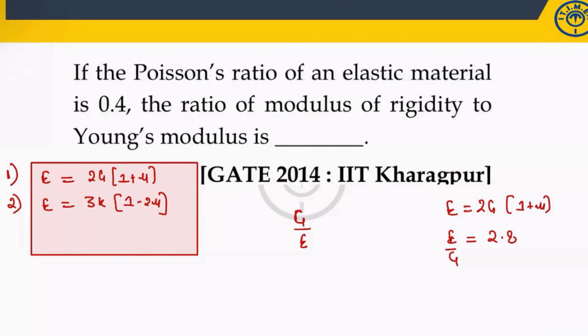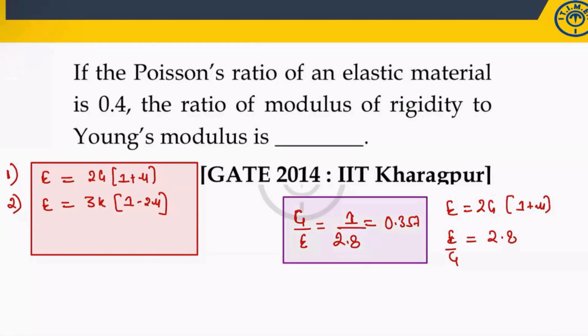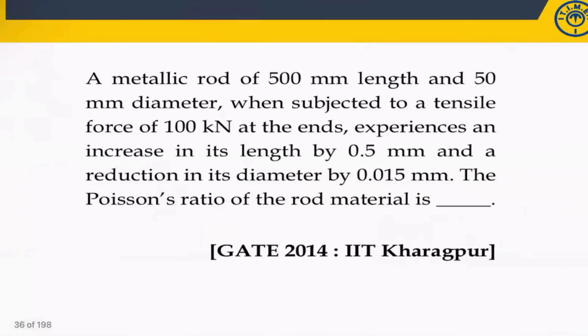Again, read the question. They were asking the modulus of rigidity to the Young's modulus, not E by G. They want the ratio of G by E. So 1 by 2.8. Once you calculate, you will get 0.357. And this is the correct answer. So in every question, I'm telling you, before writing the final answer, you have to read the question carefully.